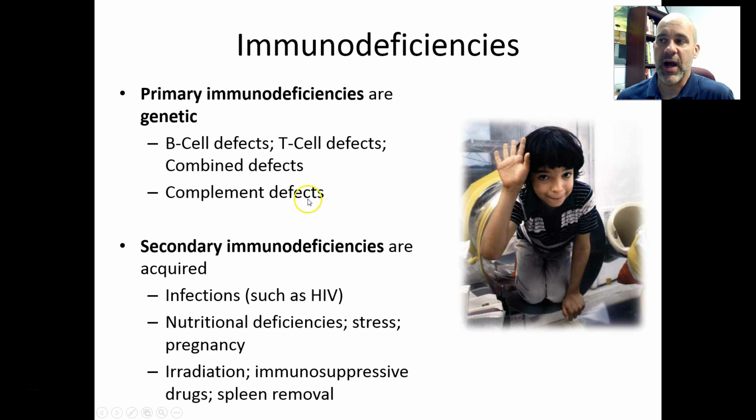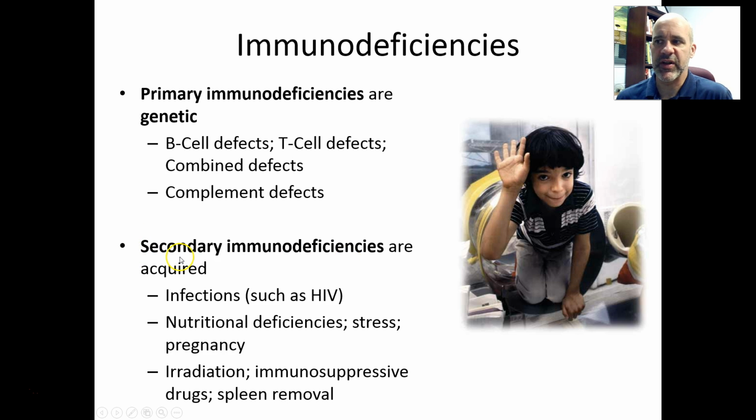And there are people who have complement defects, so they can still fight off infections, but because they lack that complement system, it takes them longer to clear infections. I think especially bacterial infections. So those are genetic disorders that you inherit.